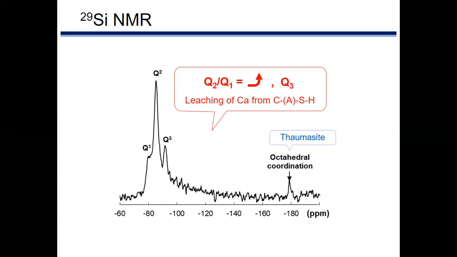Furthermore, formation of thaumasite was also confirmed with a resonance at octahedral coordination. Thaumasite favors low temperature condition, and thaumasite can also contribute to the deterioration of specimen surface due to its weak structure.